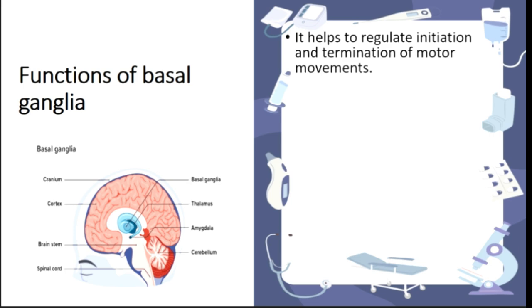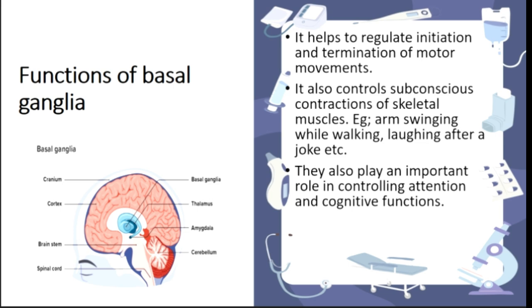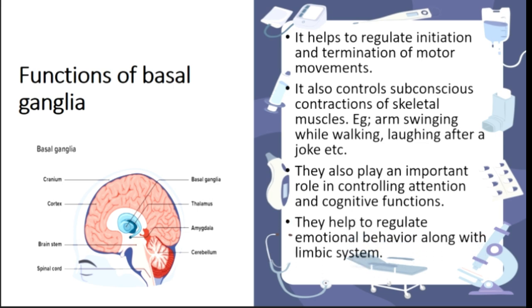Next we are going to learn about the functions of the basal ganglia. The basal ganglia is responsible for the initiation and termination of motor functions, and it is responsible for walking, or just swinging your hands while walking. You cannot control that. This is controlled by your subconscious mind, that is the basal ganglia, which is present in the cerebrum. It also plays an important role in attention, and it is responsible for the emotional behavior that we show to others, right?